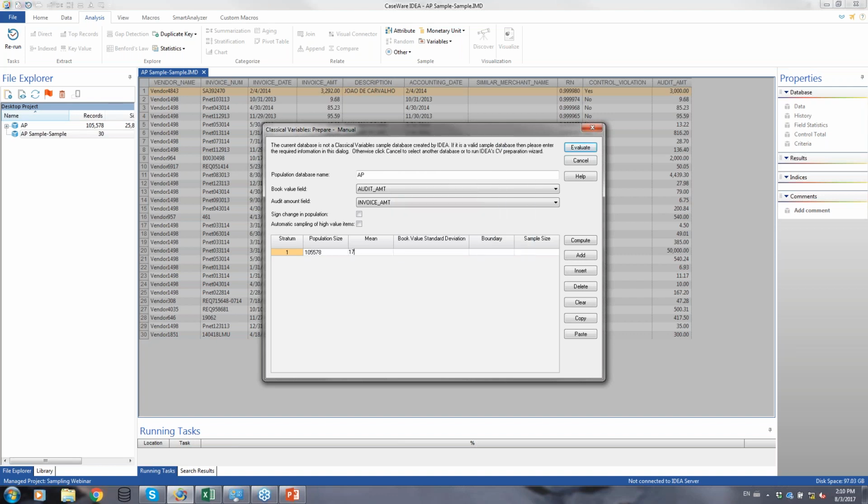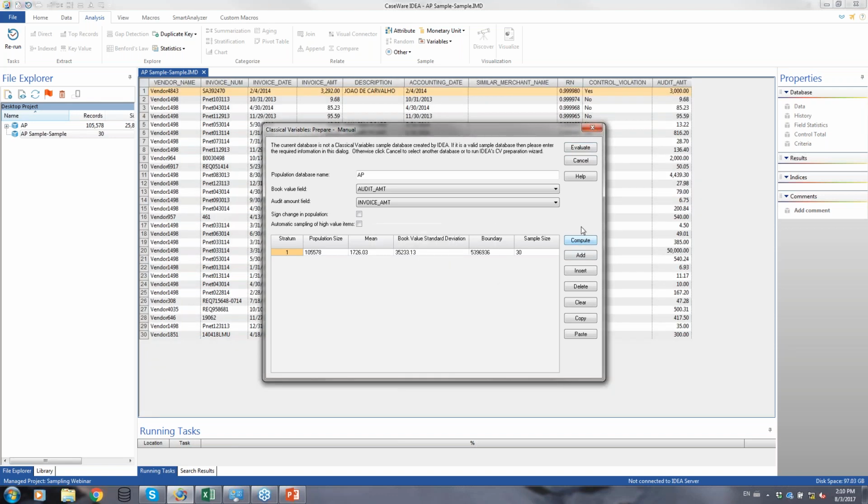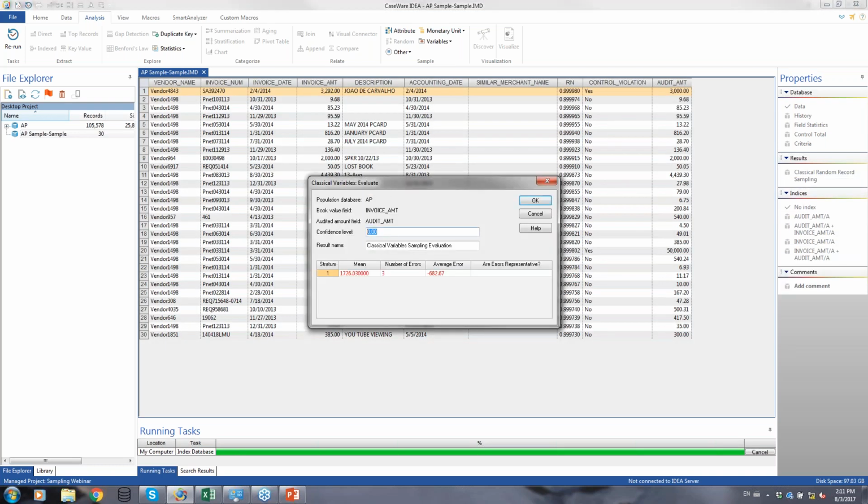by putting in some factors. We have $35,000 of standard deviation, and our biggest value in the population was about 5 million. Once we do that, we can make sure that our book entry amounts and audit amounts are correct. We want the invoice amount for the book value field and the audit amount. Okay, so we'll evaluate that with 95% confidence.